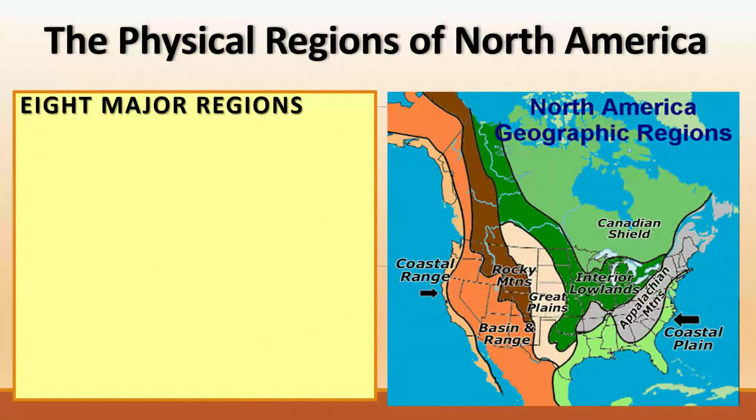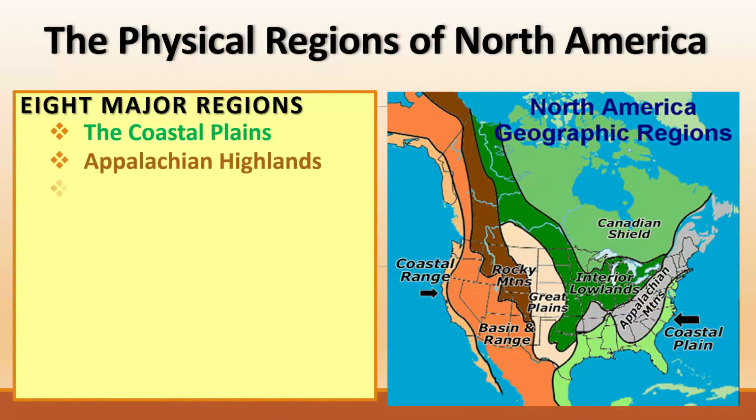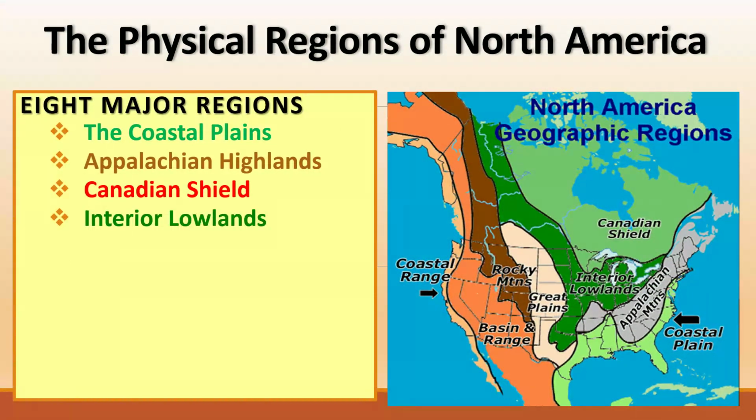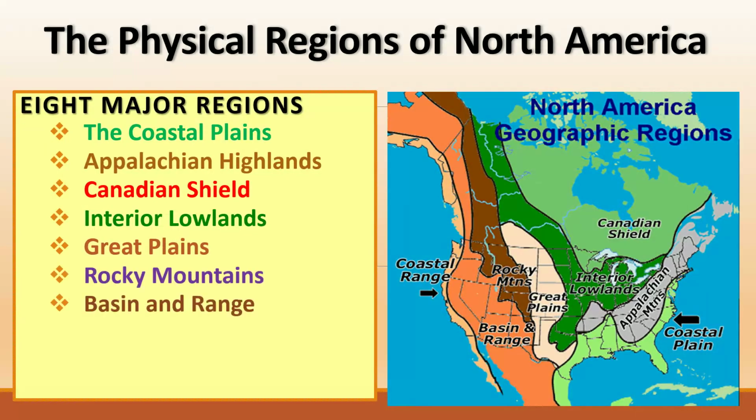North America can be broken up into 8 major regions. The coastal plains, the Appalachian Highlands, the Canadian Shield, the interior lowlands, the Great Plains, the Rocky Mountains, Basin and Range, and the Coastal Range.